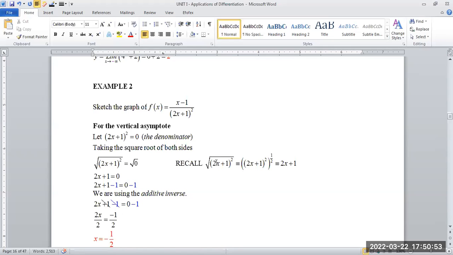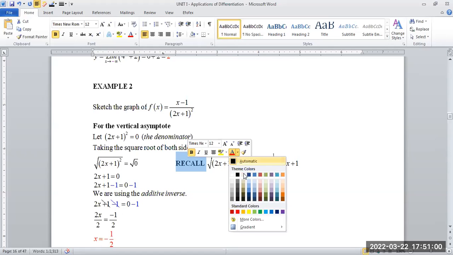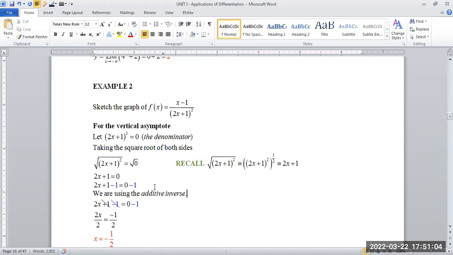I'm trying to find the value of x. So what I'm going to be doing is subtracting 1 from both sides. When I do that, I'm going to end up with 2x equals negative 1. And then I'm going to divide both sides by 2. x is going to be equal to negative 1/2. So my vertical asymptote here is going to be where x is equal to negative 1/2.